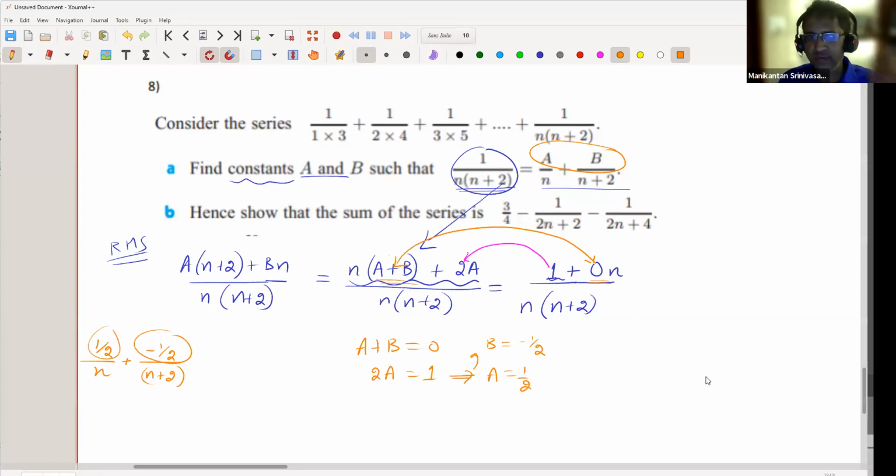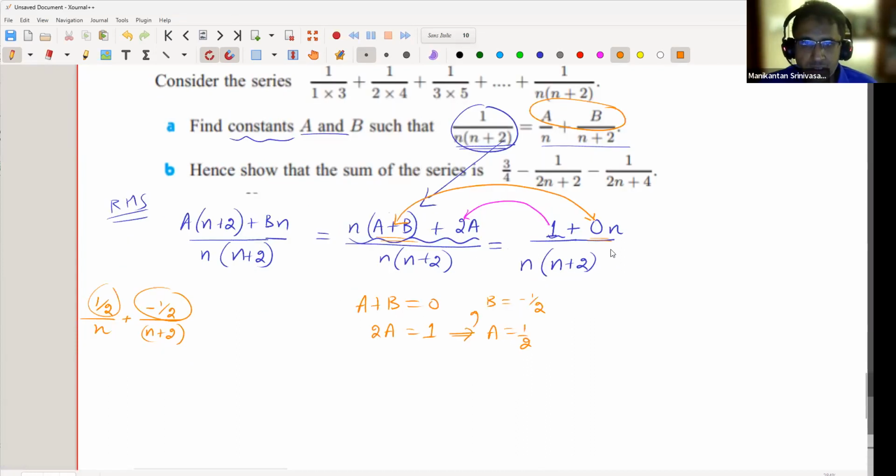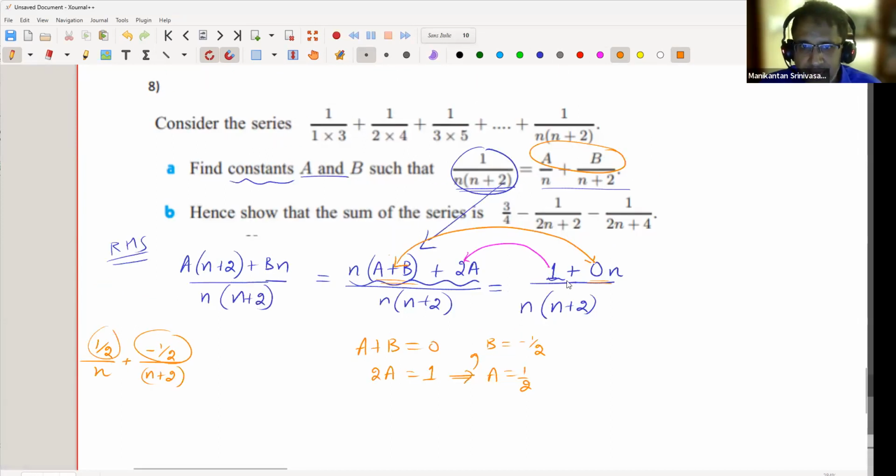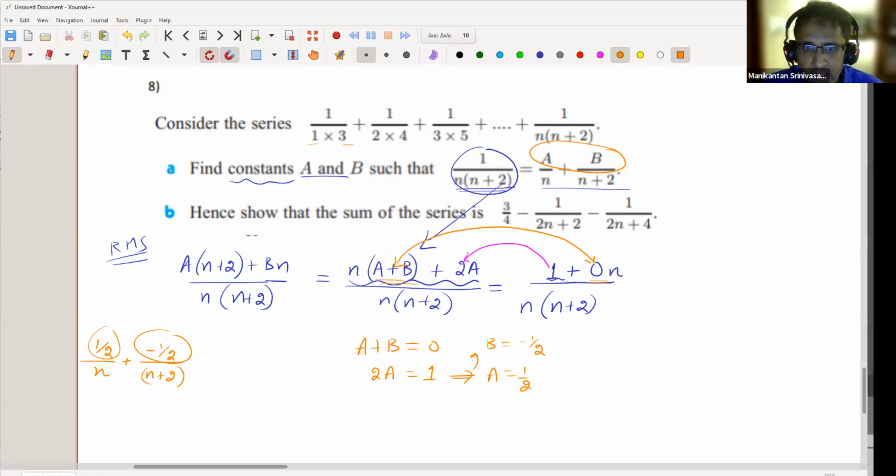So for now, he just says find the constants. Now let's put that and see how it helps us in solving this problem. I can apply this throughout. For every problem, it's the same thing, right? The bottom is n and n plus 2. So 1 and 3, 2 and 4, 3 and 5, n and n plus 2. So for as long as the difference between the two terms is 2, every fraction can be represented as half by n plus minus half by n plus 2.